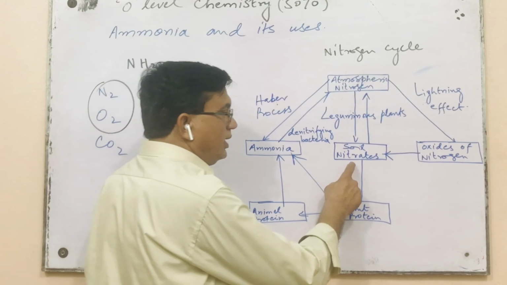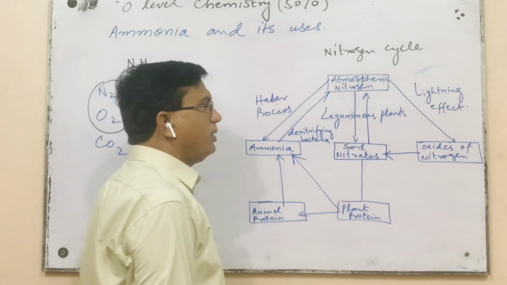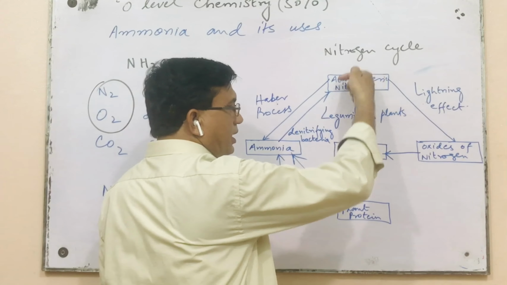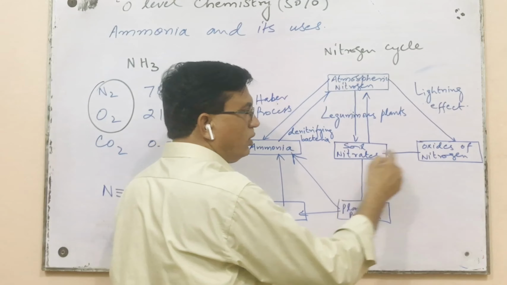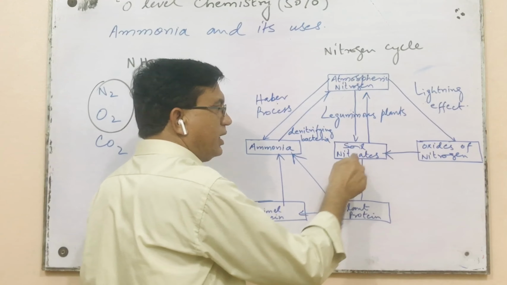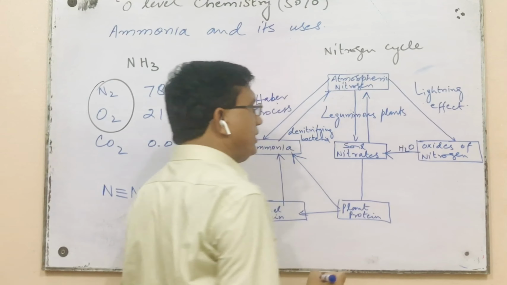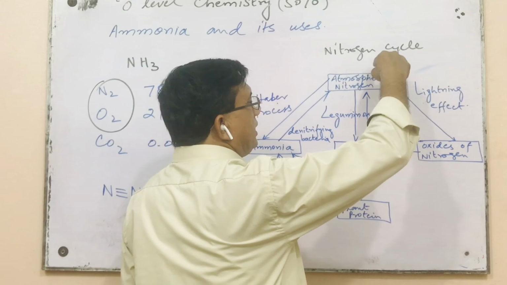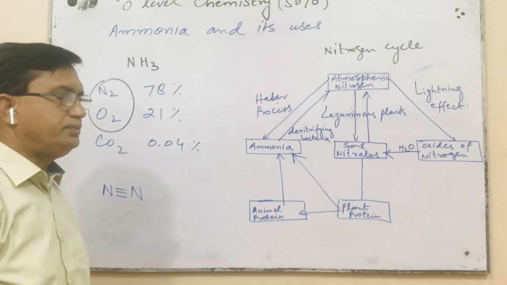Now, with the help of leguminous plants, atmospheric nitrogen can also be directly converted into soil nitrates, or the oxides of nitrogen on dissolving in water can also be changed into soil nitrates. Now, these soil nitrates can be directly changed back into atmospheric nitrogen.